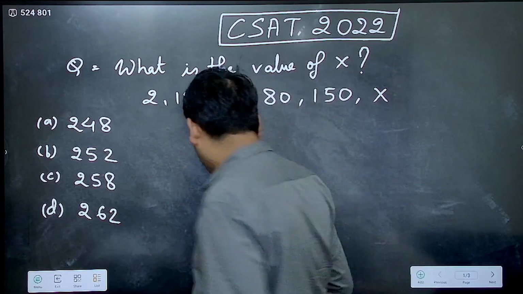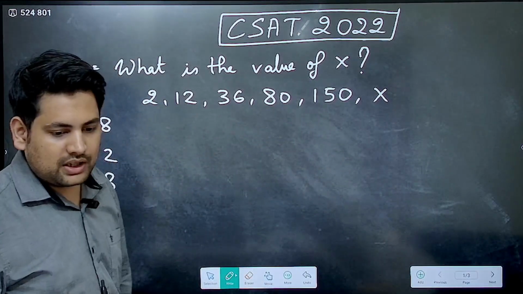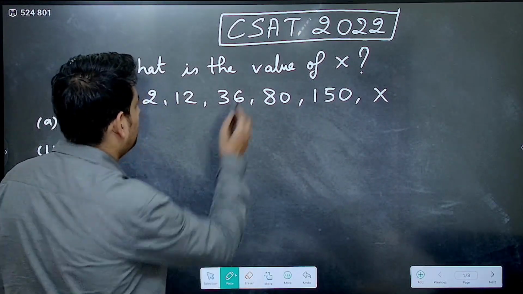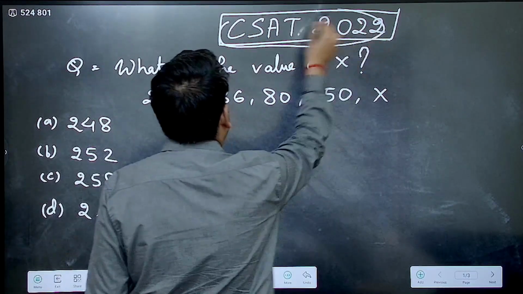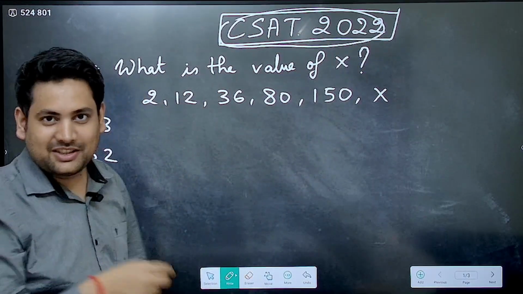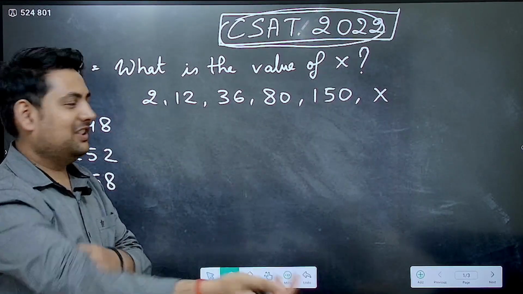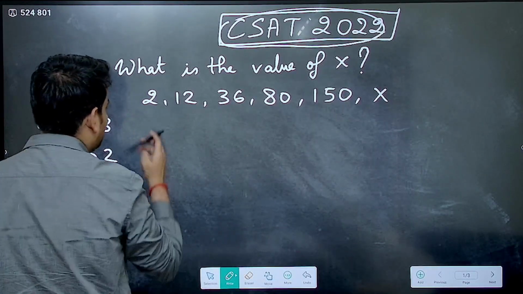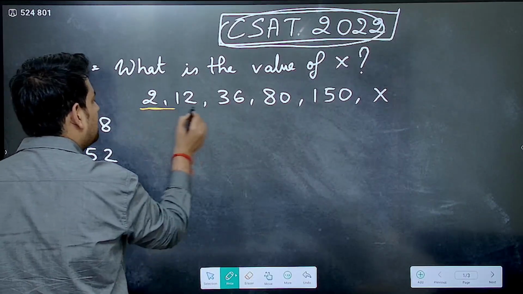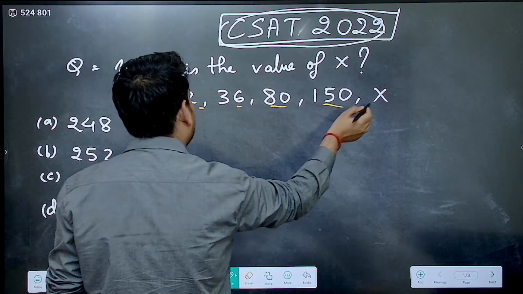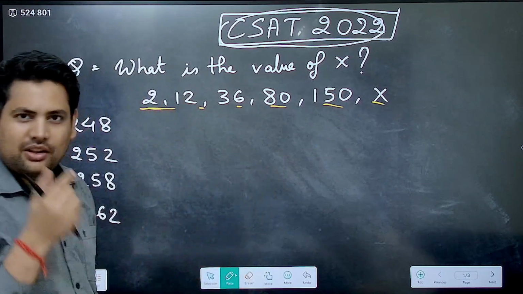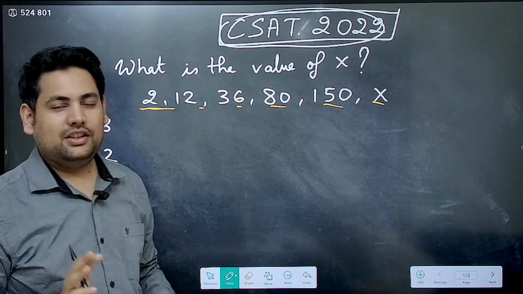Today we'll be dealing with a question from CSAT 2022. This is the question. The question is fairly simple. On first look, the question looks like something like this: 2, 12, 36, 80, 150, now x. That means you need to find the next term in the series.